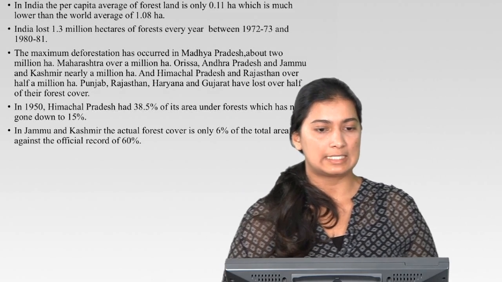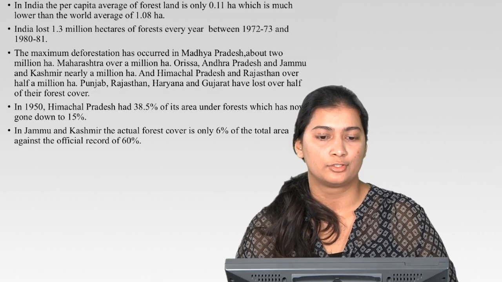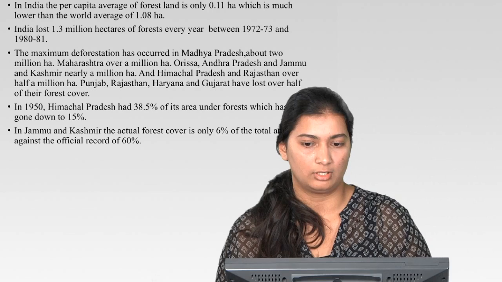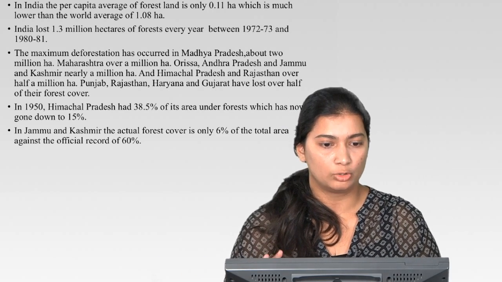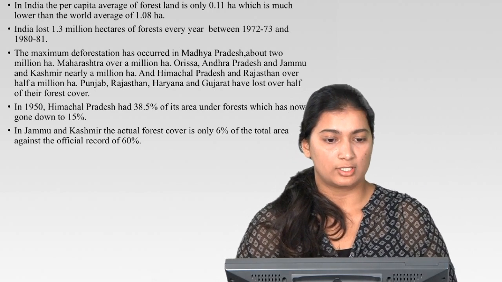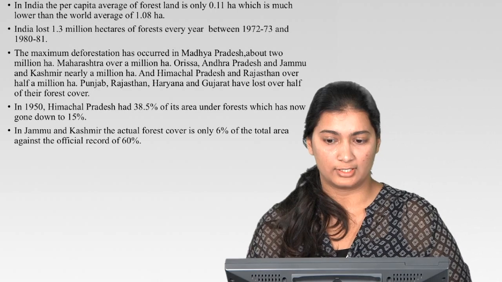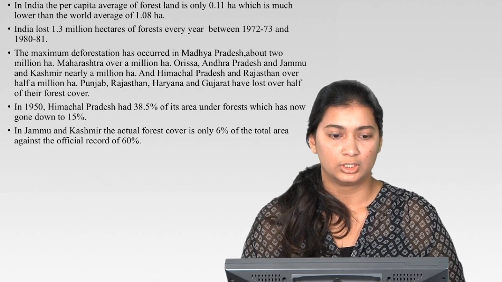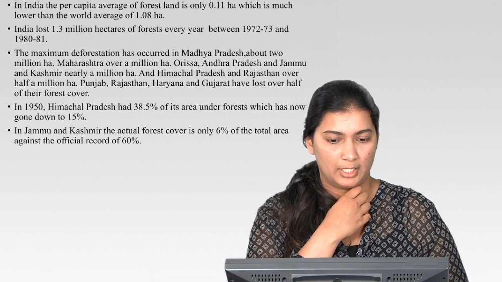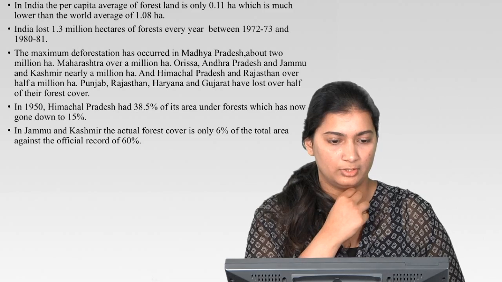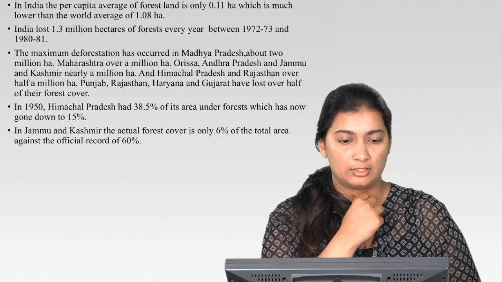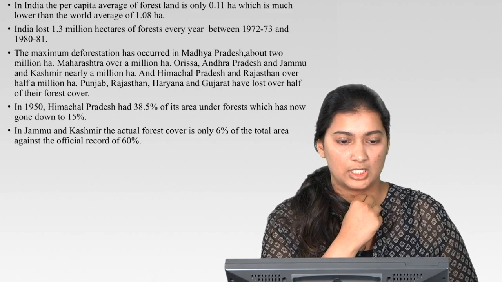So the problem is, in India, the per capita average forest land is only 0.1 hectares, which is much lower than the world average, which is 1.08. So India has lost around 1.3 million hectares of forest every year between 1972 to 1980. This is pretty old, but I feel as far as deforestation is concerned, people are quite serious about it over the past 10 years at least.